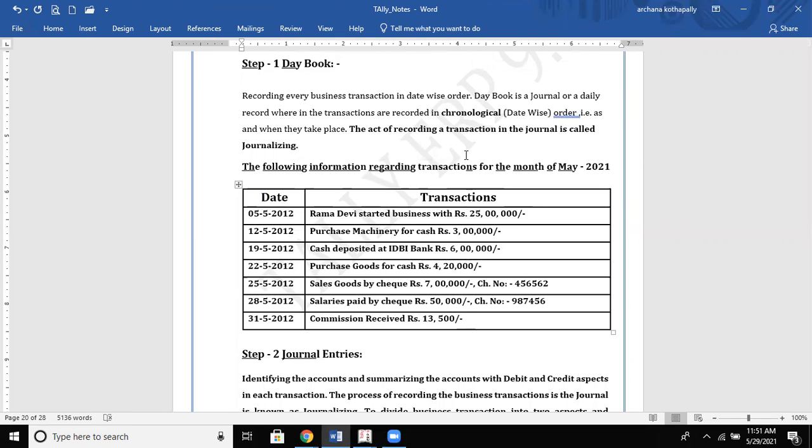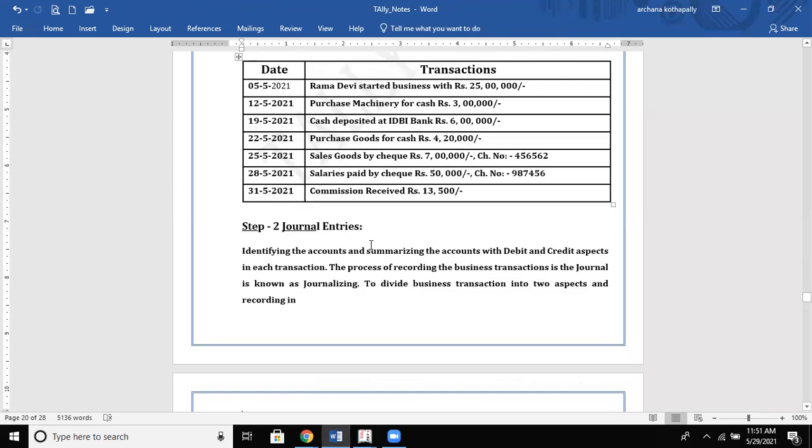So in the day book, we are going to record it. Like on 5th, so let's say on 5th, Rama Devi started business with 25 lakhs.